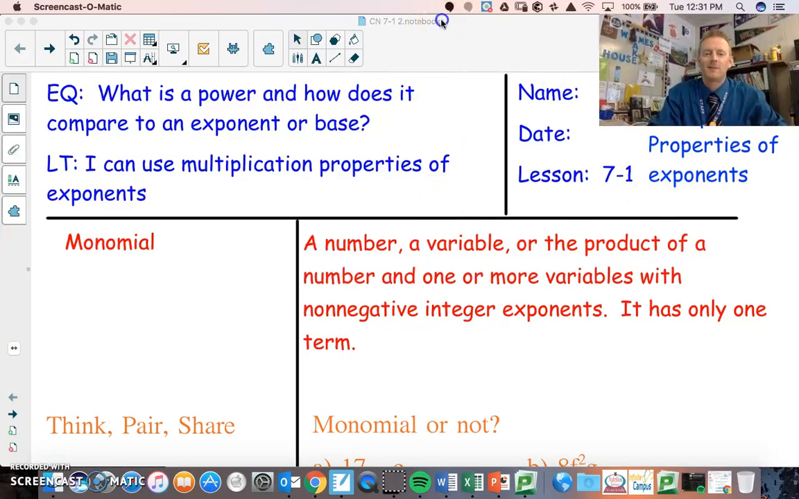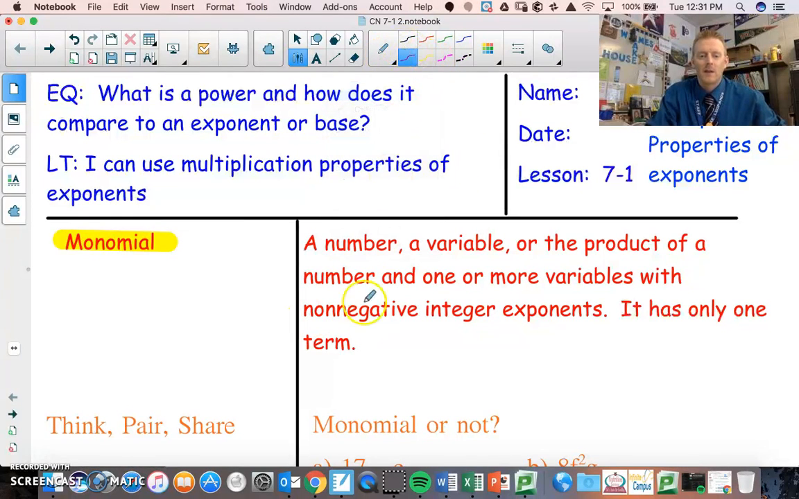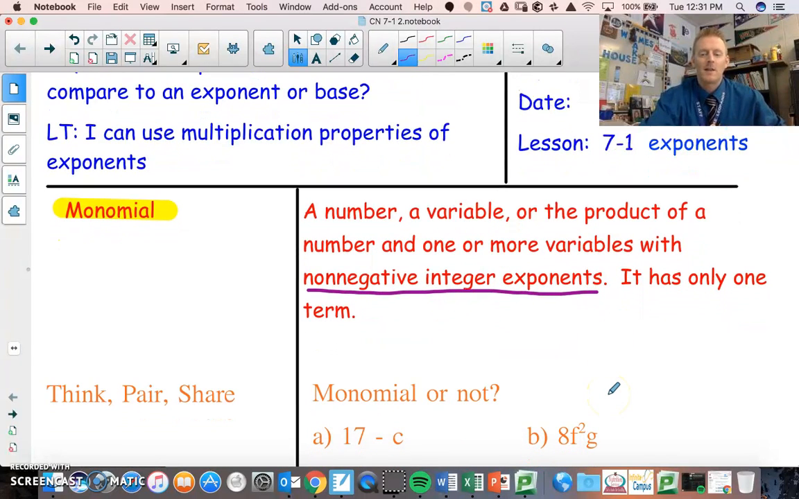We're talking about Chapter 7 of our algebra class here. We're going to get right into it so we can keep your time awesome. So we're going to start talking about monomials. Ooh, that's a tiny little one. Monomials are a number, a variable, or a product of a number and one or more variables with non-negative integer exponents. That means that your exponents cannot be negative. They must also only be one term. That's what mono means, one.